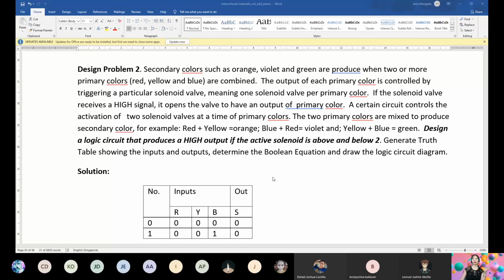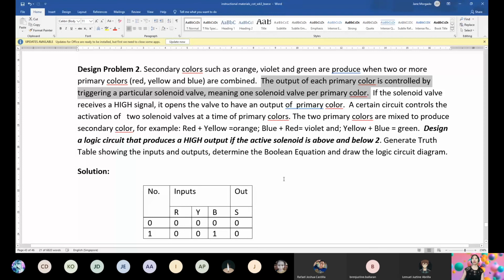Ilang tangke? Ilang reservoir? Tatlo. Sabi po ninyo kanina, tatlo. So, ilang solenoid valve? You have 3 tanks, so how many solenoid valves? 3. O, tatlo din, no? One for each color. One for red, one for yellow, and one for blue.